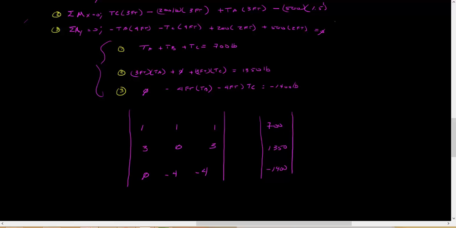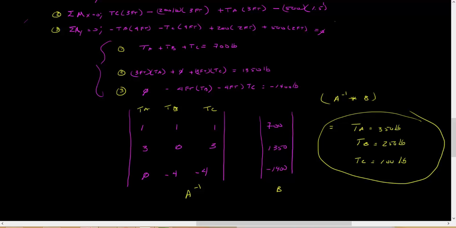Then keep putting this into my calculator, you know that you're solving for TA, TB, TC. This is A inverse times B. To solve for this in your calculator, you get A inverse times your B, and you get that TA is equal to 350 pounds, TB is equal to 250 pounds, and TC is equal to 100 pounds. Make sure that you put that in your calculator. Make sure that you get the same answers. Make sure that you're setting up your calculator right in order to help you with your quizzes and your exams.